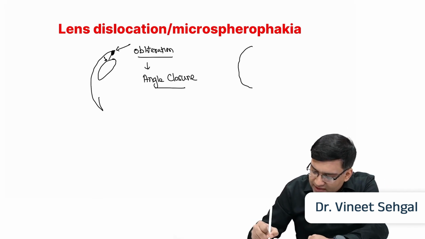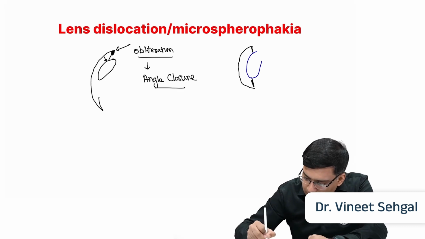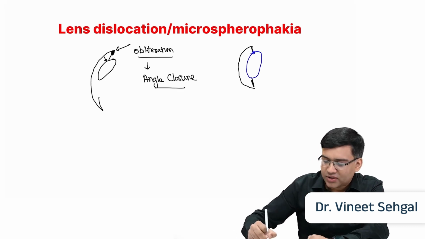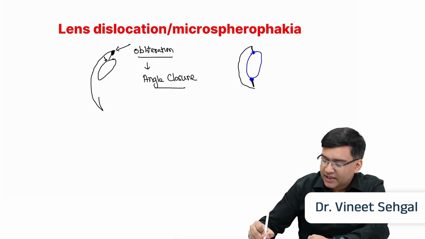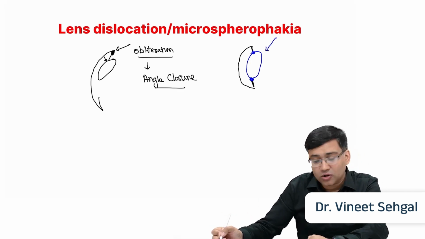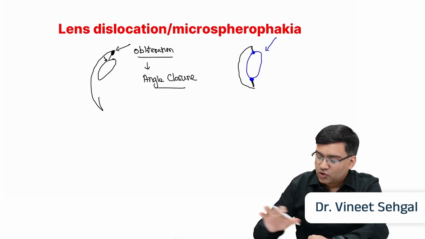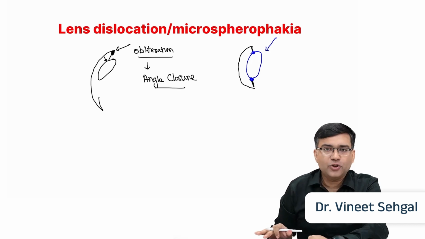Similar is when there is a very small lens. Now this very small lens can basically come and cause a pupillary block. This is called microspherophakia. So microspherophakia can also cause a secondary angle closure glaucoma. So these all are the lens induced glaucoma.